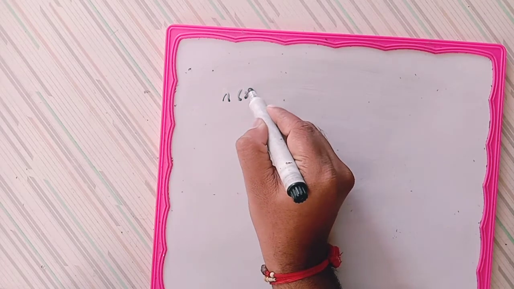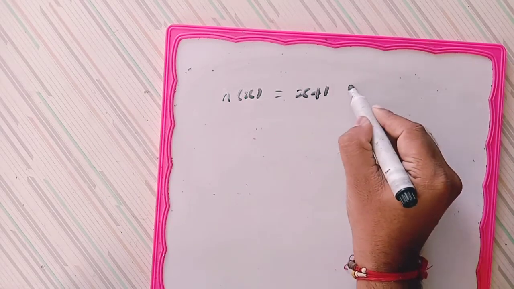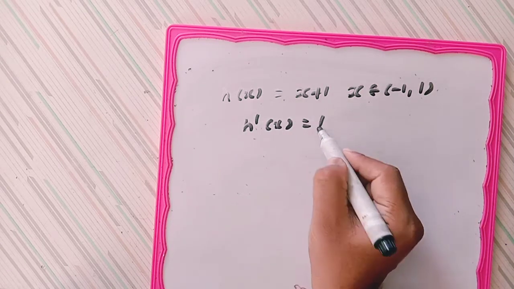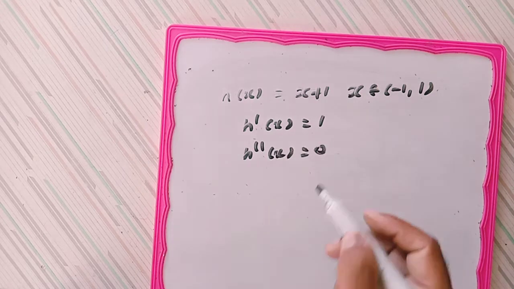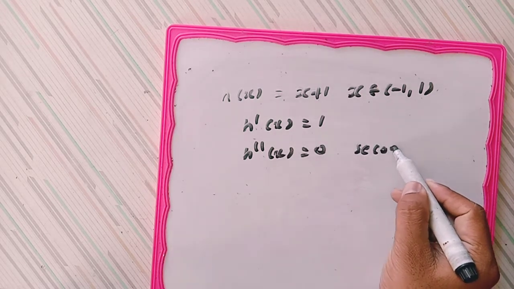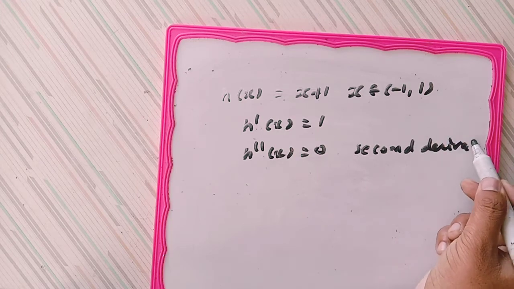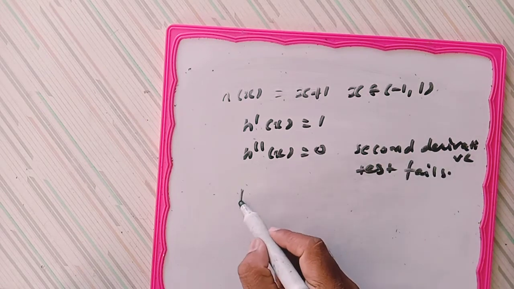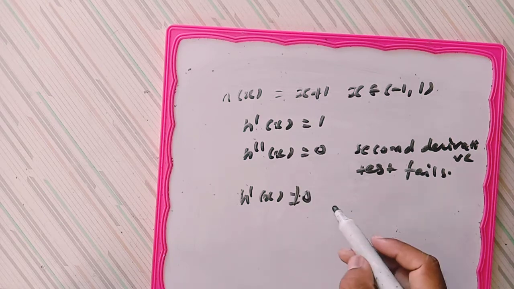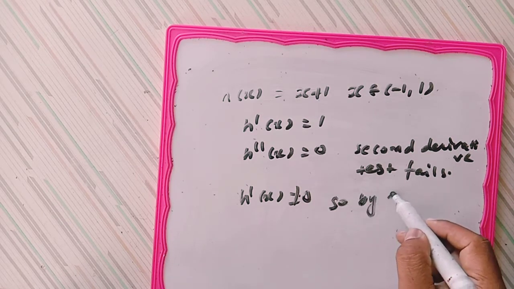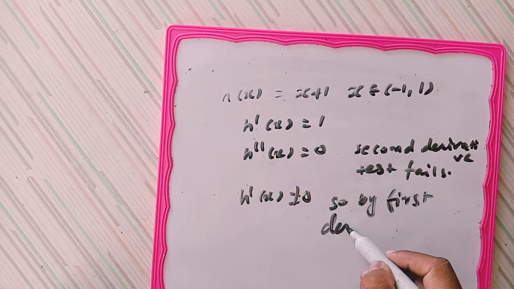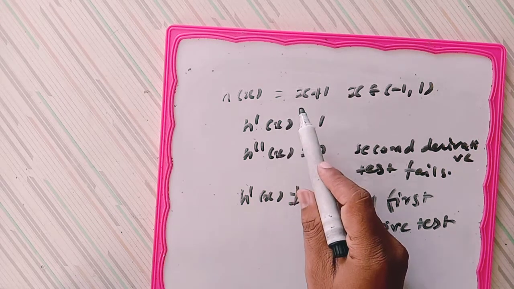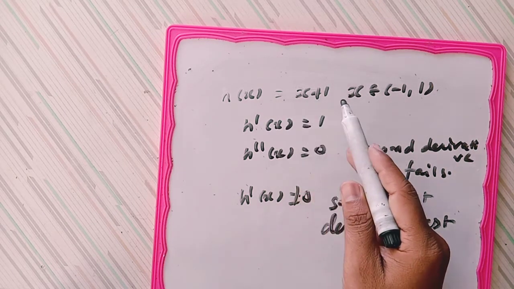Now h(x) is given as x plus 1 where x belongs to minus 1 to 1. So h dash x we take is 1 and h double dash x is 0. So the second derivative test fails. While h dash x cannot be 0, and so by the first derivative test, h(x) has neither maximum value nor minimum value.